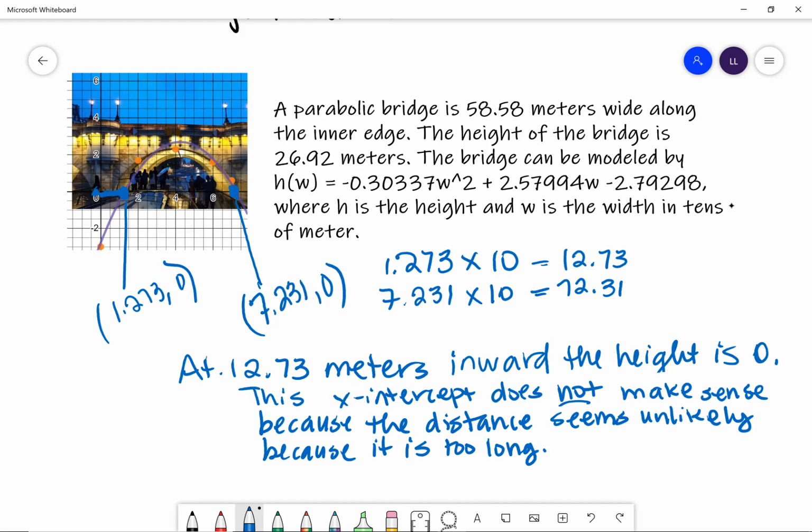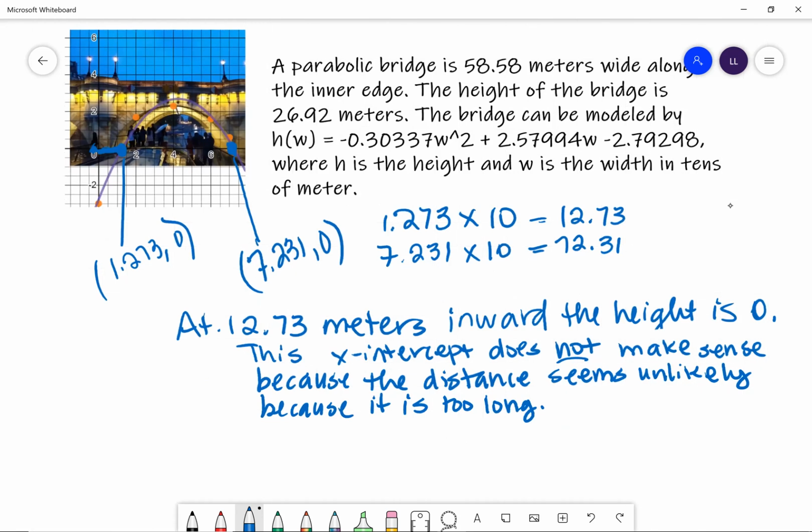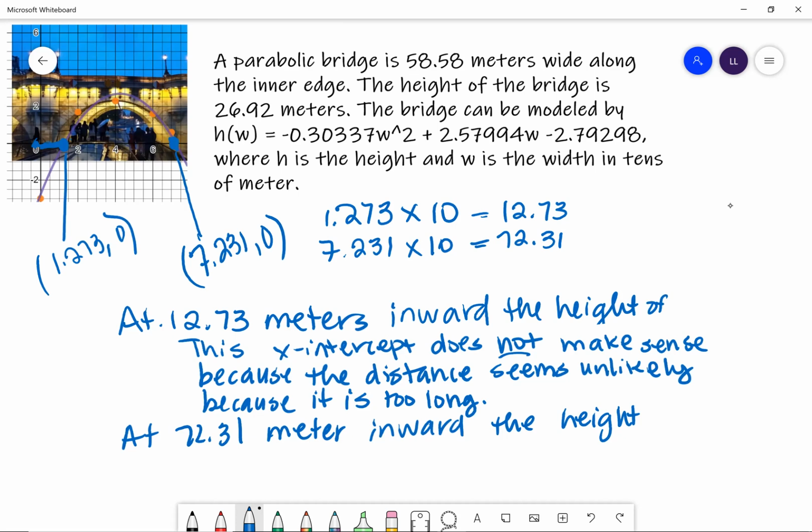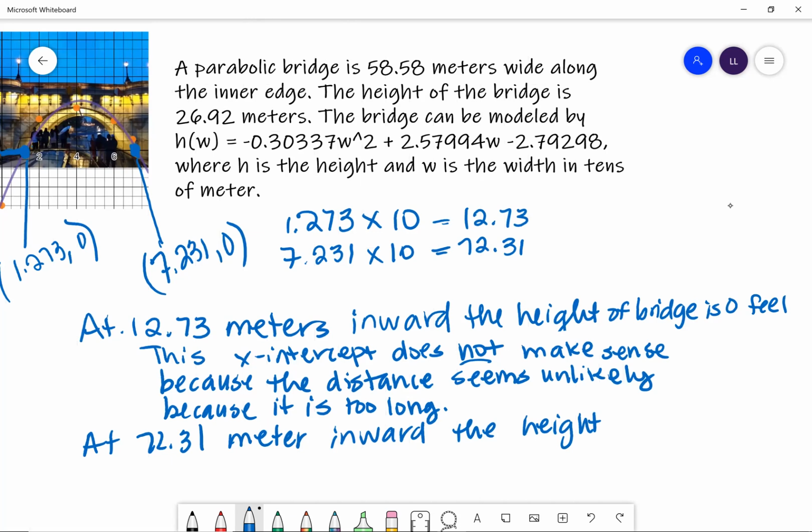Now, let's go to the second part of this, the other x-intercept. So at 72.31 meters inward, the height, and I should have finished this up here too. I should say the height of the bridge is 0 feet above water level. Zero feet above water level.